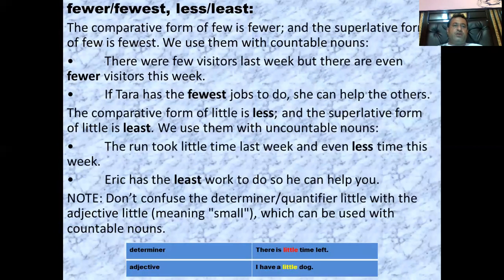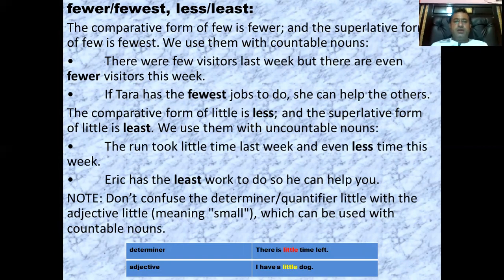After that, we have fewer, fewest, less, least. The comparative form of few is fewer and the superlative form of few is the fewest. So we use them with countable nouns. There were few visitors last week, but there are even fewer visitors this week. So visitors can be counted. They are countable. So few or fewer are used with countable nouns. If Tara has the fewest jobs to do, she can help the others. Again, jobs are countable. So fewer or fewest, the comparative and superlative forms, can be used with countable nouns.